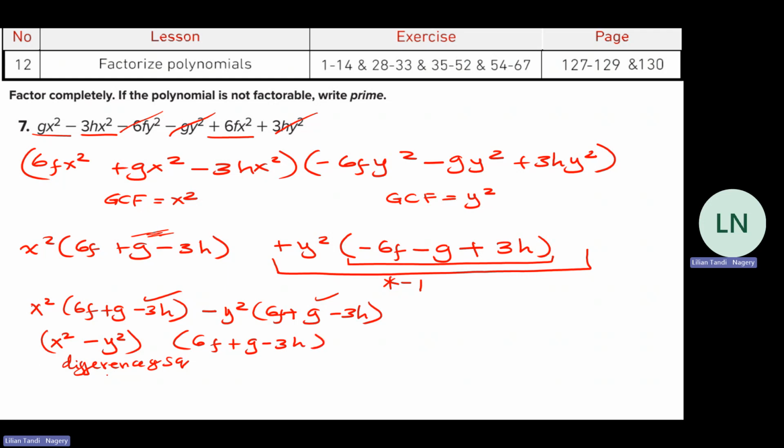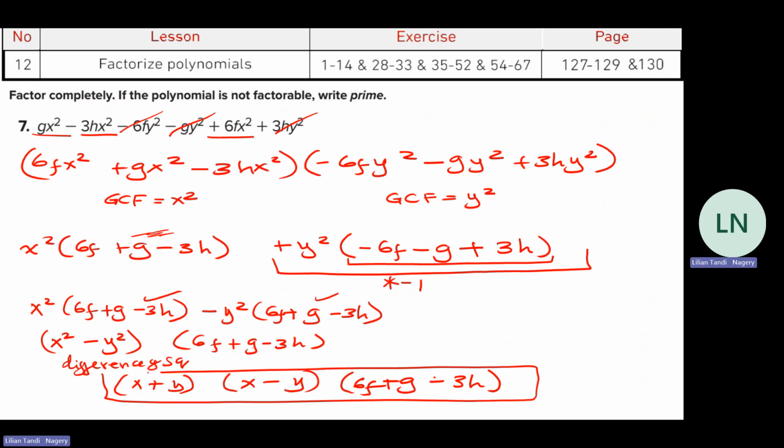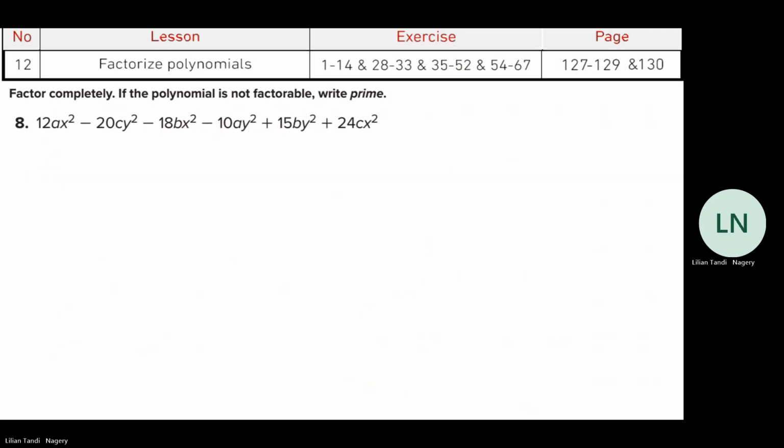Okay, difference of squares means open 2 brackets, one with plus and the other one with minus. So put x, y, and then bring the third bracket, 6f plus g minus 3h. And there is your answer. Okay, you repeat the same.